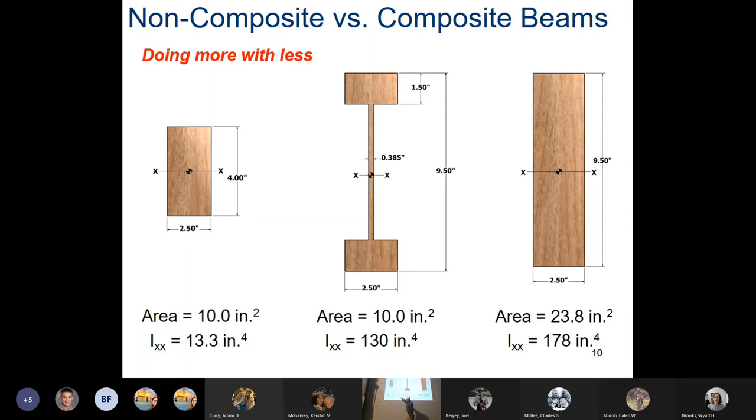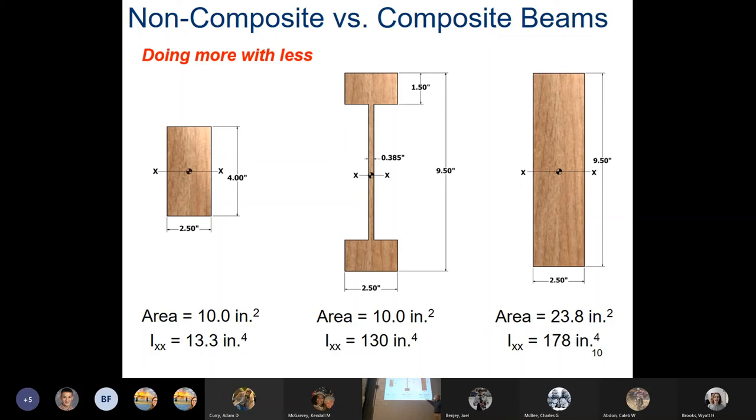The first one has an area of 10 square inches. The second one has an area of 10 square inches. But the moment of inertia, this one's 10 times more, 10 times stronger in bending, even though it's the same square area, the same amount of stuff, the same amount of material. And you can see, I can jump up and make a solid one, but look how much the area jumped. The area is more than twice as much, but I didn't gain that much strength.